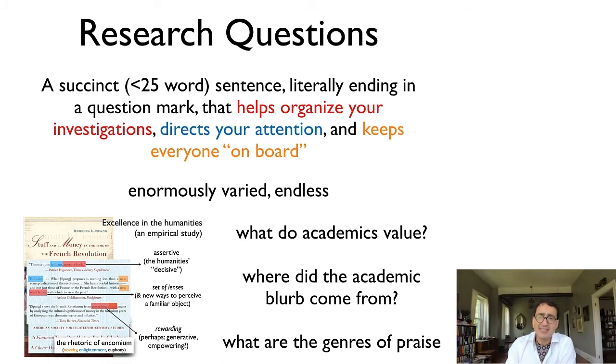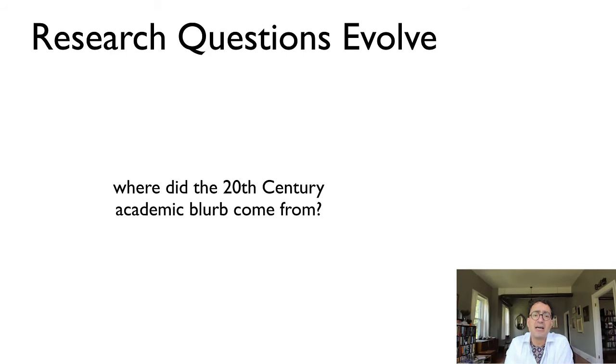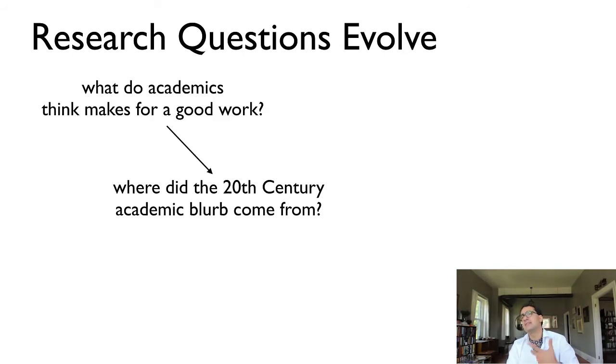So let's give some examples. And one of the key aspects of a research question is that they tend to evolve over time. So if we begin with the Rebecca Spang blurb, one possible research question is, where did this thing come from? What's the origin of the 20th century academic monograph blurb? Sitting behind that question, maybe at a slightly larger scale, is this sociology of knowledge, almost philosophical question. What do academics actually think good work is?